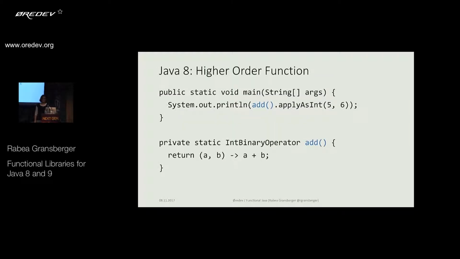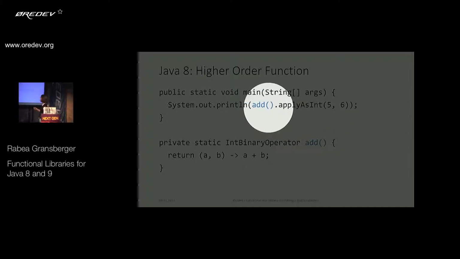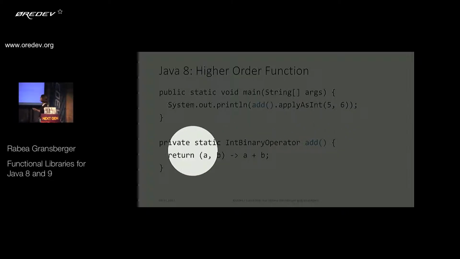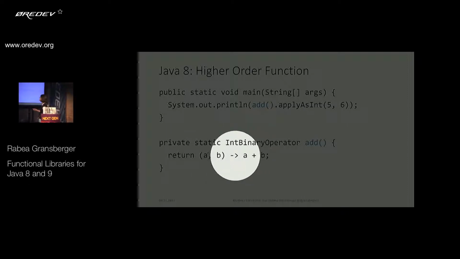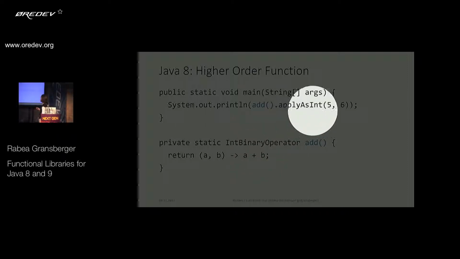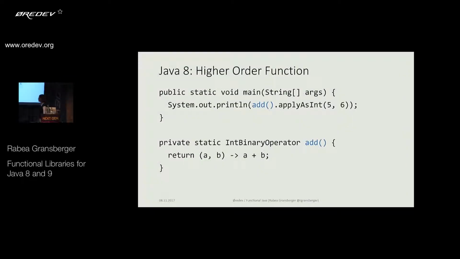And let's have a look at what we can do with Java 8 from all this list we had about functional programming. So this is a higher order function, which is called the add method. So we are creating a function here. This is a higher order function because it returns a function. It's a lambda here taking 2 parameters and returning a plus b. So this is a binary operator because it takes 2 parameters. And we can call this function by calling the method applyAsInt with 5 and 6, and it should return 11.